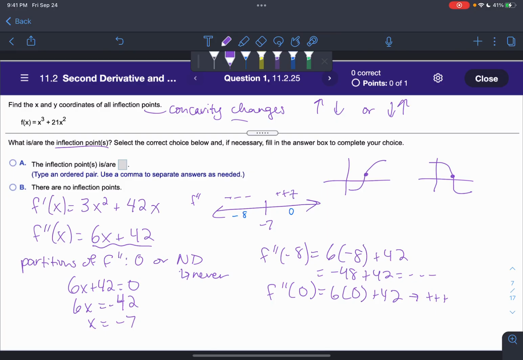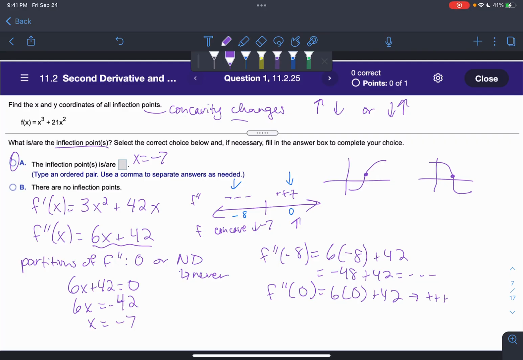So does our concavity change? So when my f double prime is negative, that means I'm concave down. And when we're positive in our second derivative, that means we're concave up. So our concavity does change, and so -7 is a point of inflection. And A is our answer.